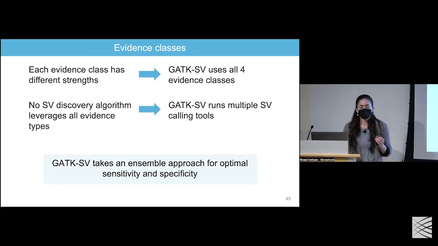So first, coming back to evidence classes, we saw that each type of evidence has different strengths. So we want to leverage all 4 of those evidence types for the best sensitivity and specificity, and to discover SVs across the whole range of sizes and types. But there isn't a single SV discovery algorithm that leverages all 4 evidence types at once. So GATK SV runs multiple SV calling tools. And in that way, we take an ensemble approach for optimal sensitivity and specificity.